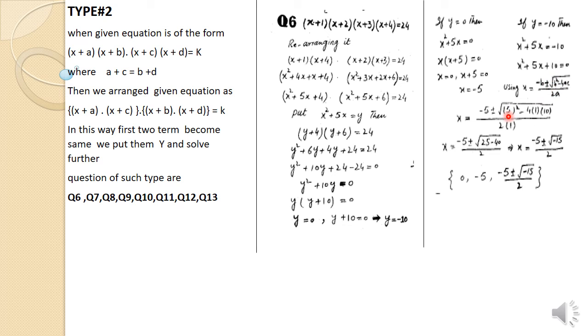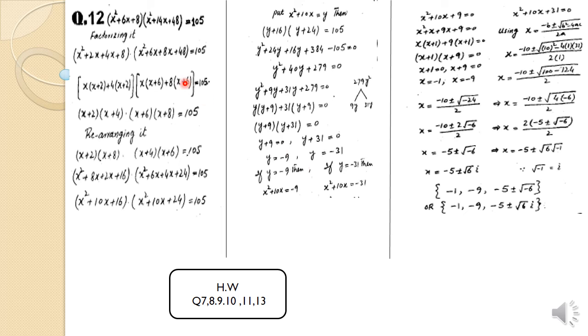and this is a quadratic equation. So we apply the quadratic formula, and if we put the values, here a equals 1, b equals 5 and c equals 10, we will get these two values of x. So the solution set is 0, minus 5 and (minus 5 plus minus square root of minus 15) upon 2.